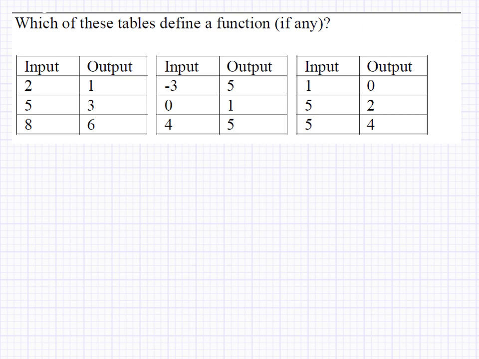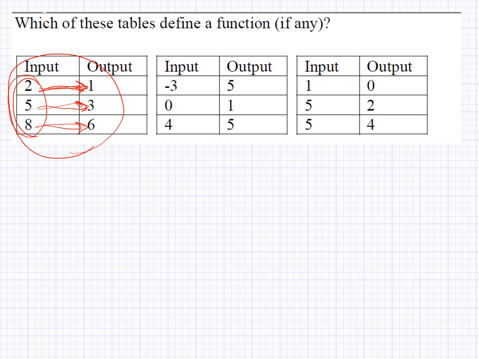So first, let's look at these three different tables and determine if any of them define a function. So let's look at the first one. We have an input of 2 matched to 1, an input of 5 gets matched to an output of 3, and an input of 8 gets matched to an output of 6. Does each one of these elements get matched to exactly one of these elements? Yes. So therefore, that would define a function.